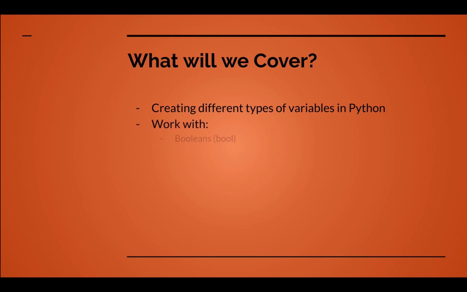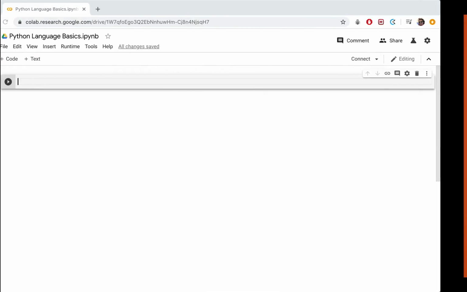We're going to start by working with Booleans or bool, integers or int, floats or float, and strings or str. So in the parentheses there, you can see the type as it would appear in Python. We'll basically just create some variables of each. We'll print out the value, print out the type, and so on and so forth. So let's turn on over to Google Colab and get started.